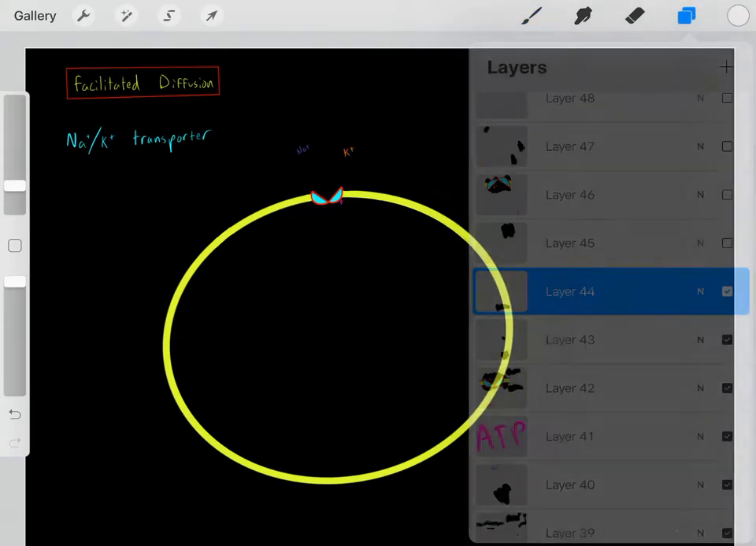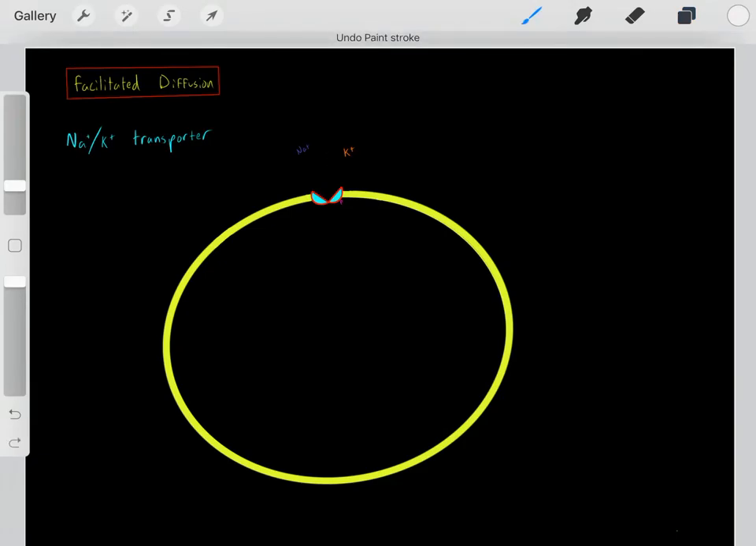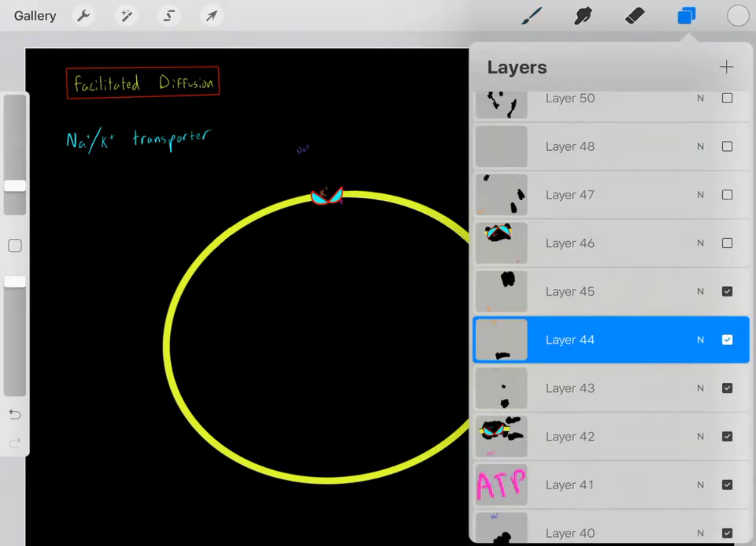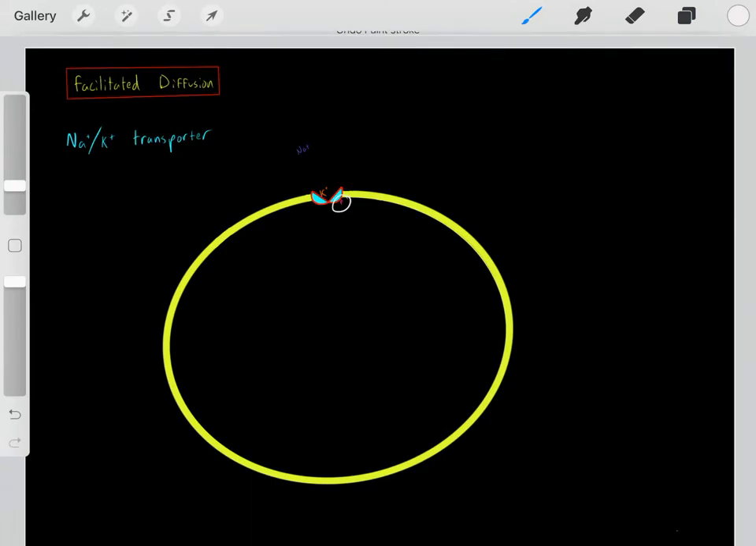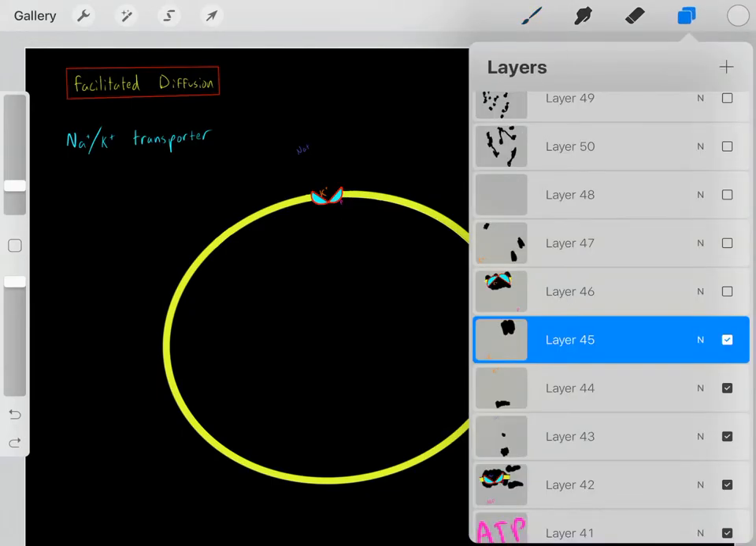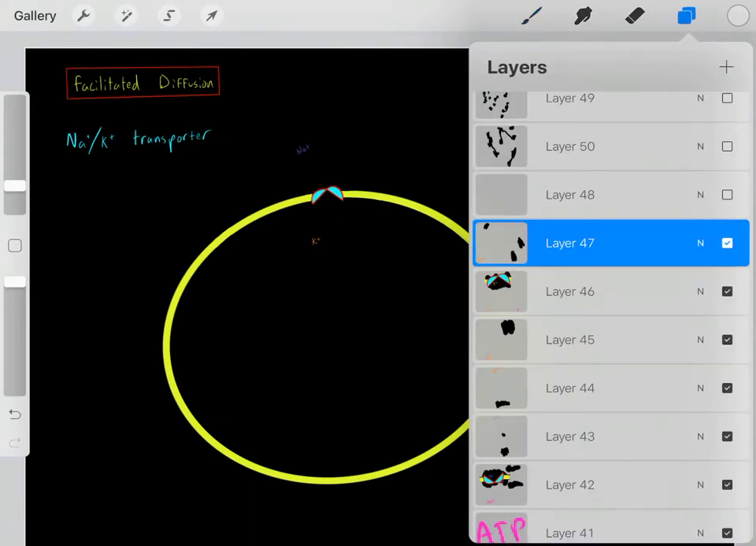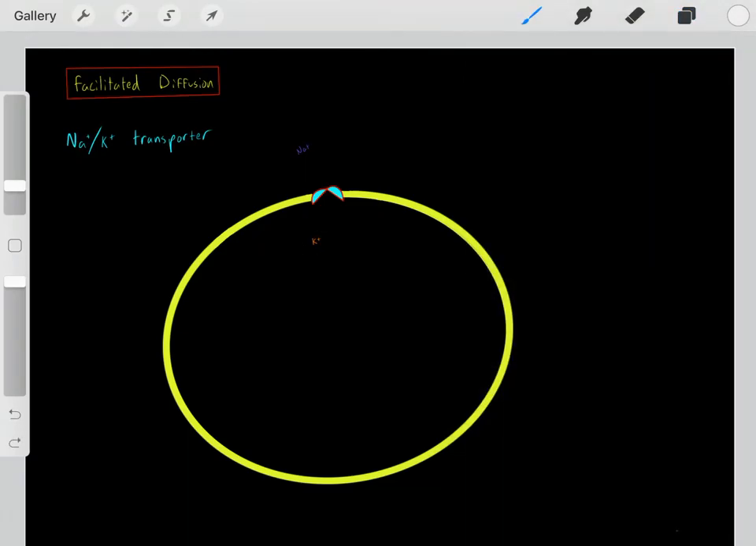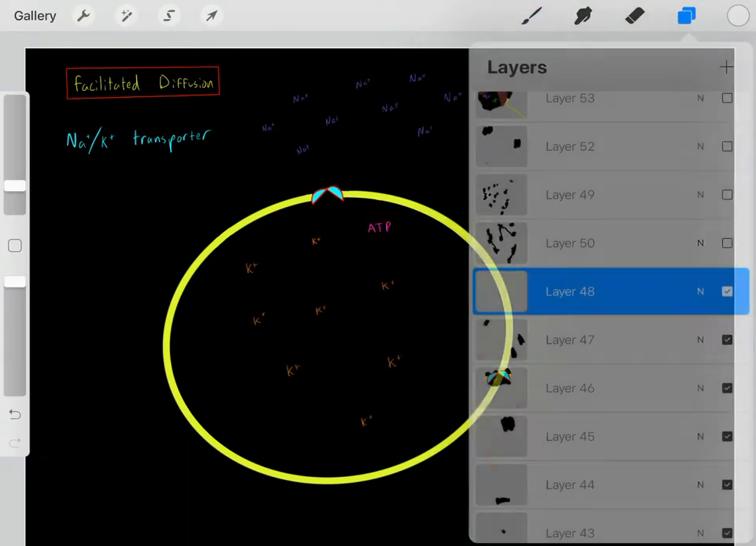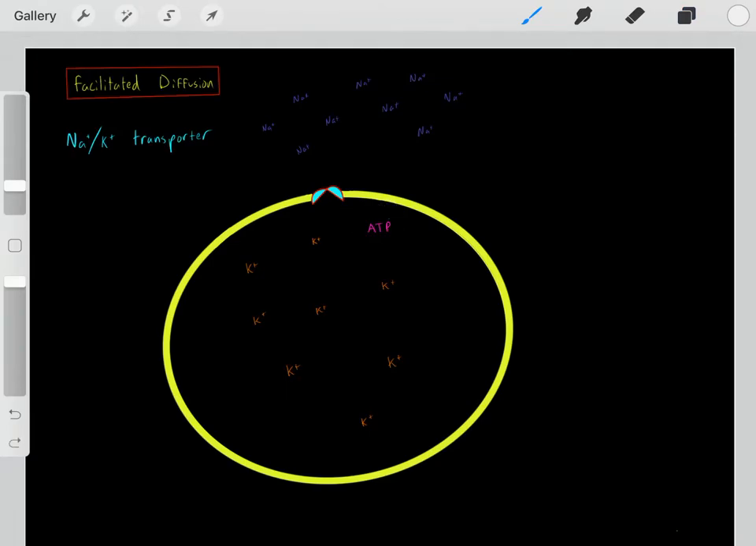Now an external potassium can bind. So now potassium binds, and now this phosphate is hydrolyzed. When the phosphate is hydrolyzed, we go through a conformational change, and now potassium enters inside of the cell. So notice what we've done. We've used the energy in ATP to push sodium ions outside of the cell and push potassium ions inside of the cell. So this is a way to use the energy in ATP to create the sodium and potassium gradient.